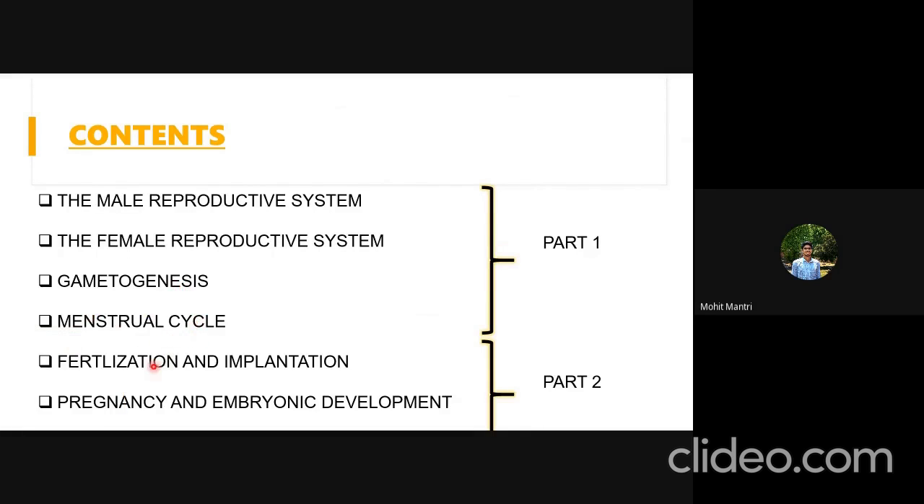And the rest of the topic, fertilization and implantation, pregnancy and embryonic development, and parturition and lactation will be covered in the other part. So let's begin.